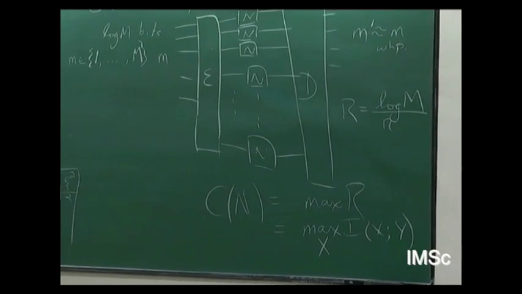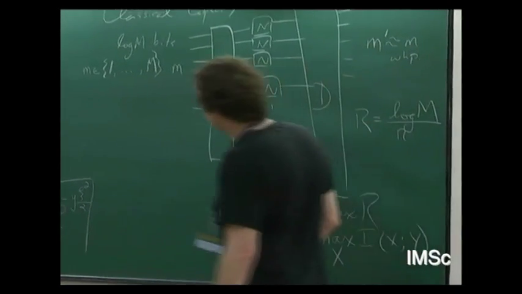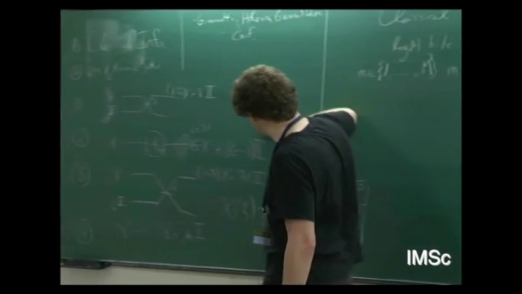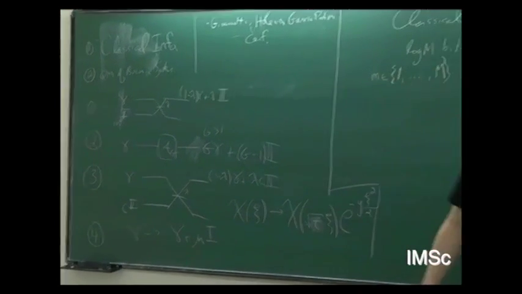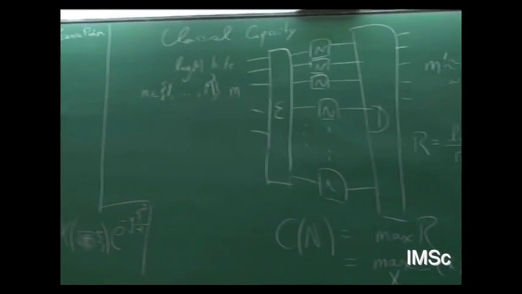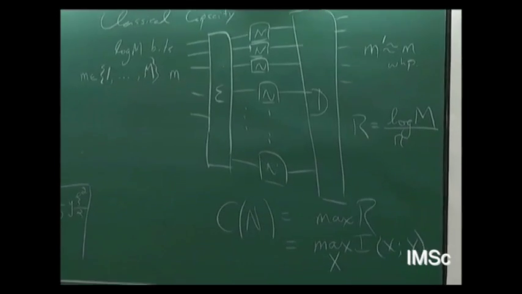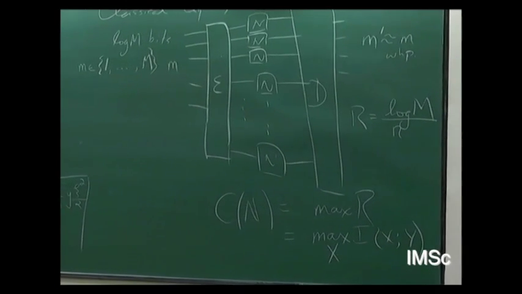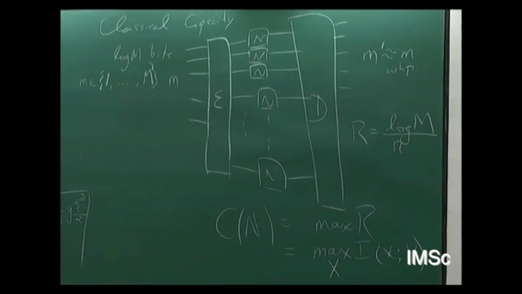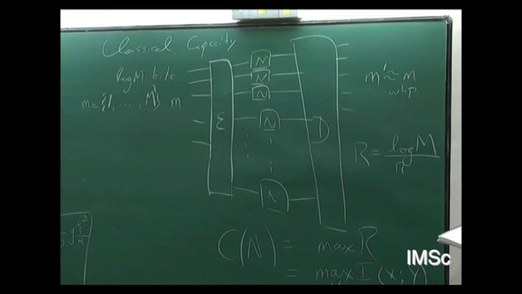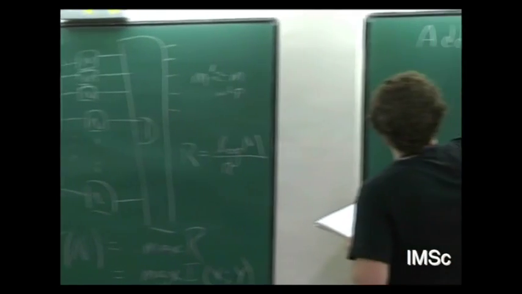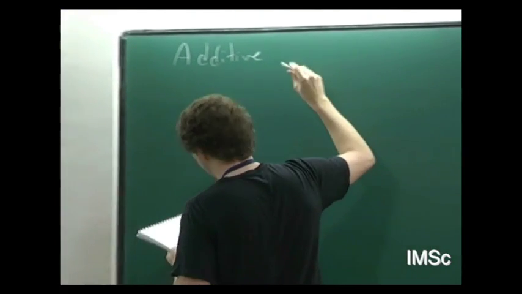Okay, so before we go on and try to figure out what the classical capacities of these channels are, I want to tell you about one more classical channel that's sort of the classical analog, or these guys are sort of the quantum analog of this classical channel. It's called the additive Gaussian noise channel.